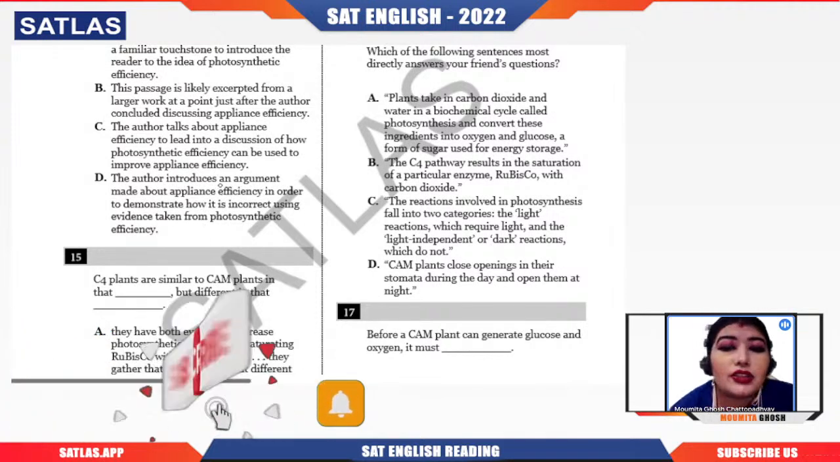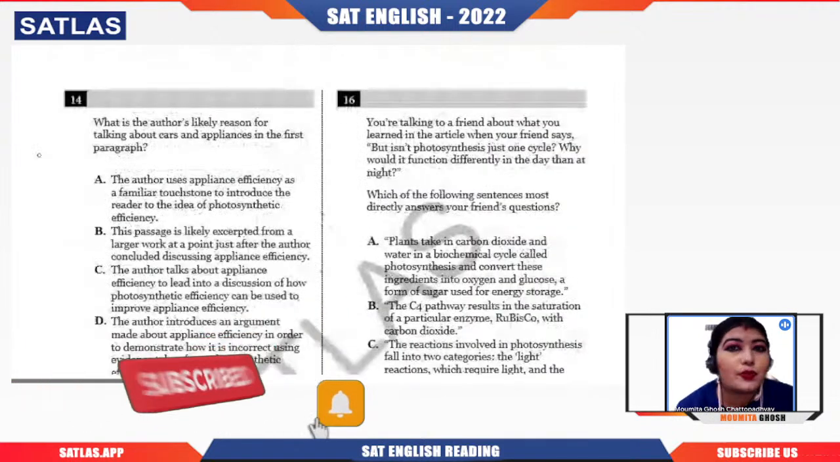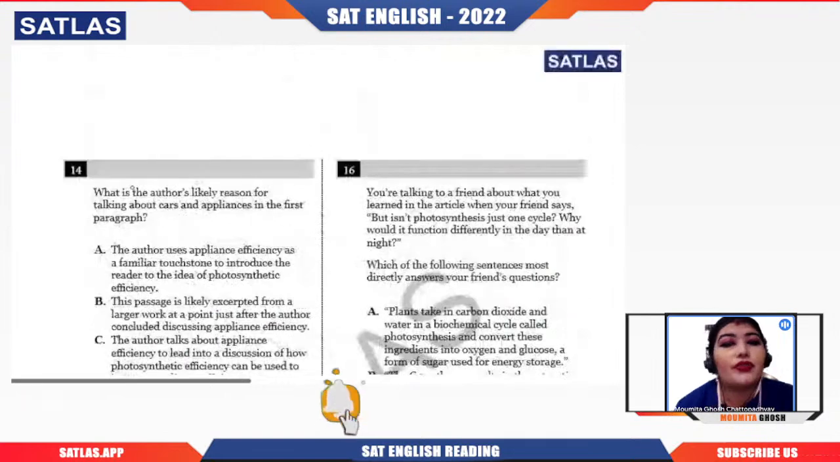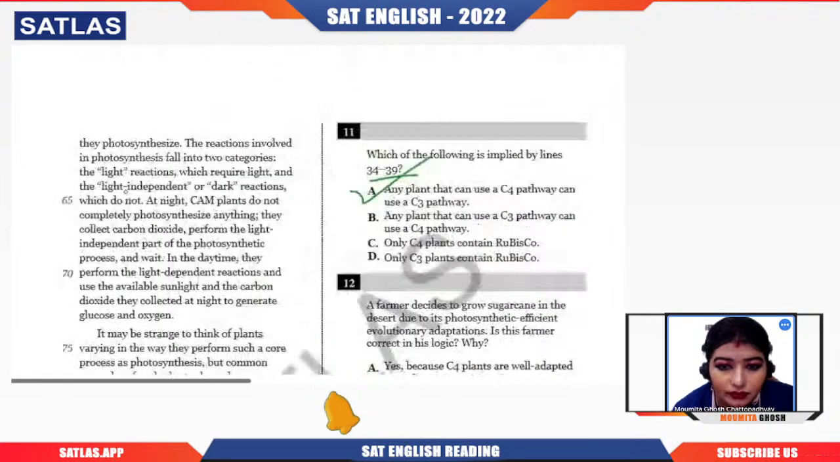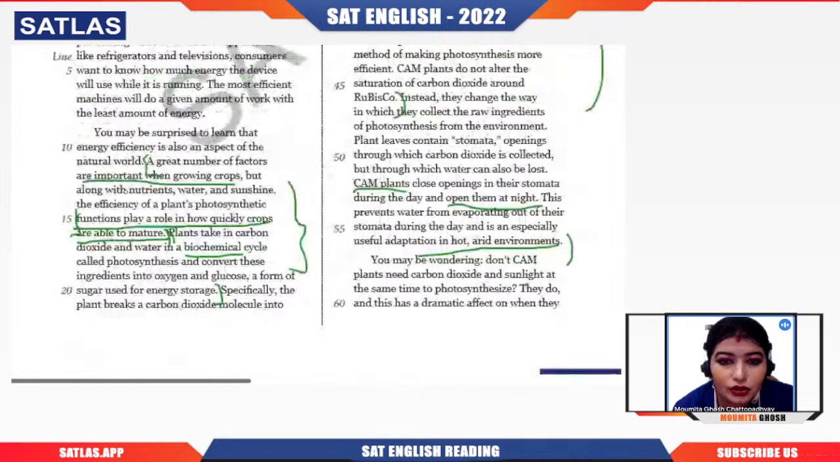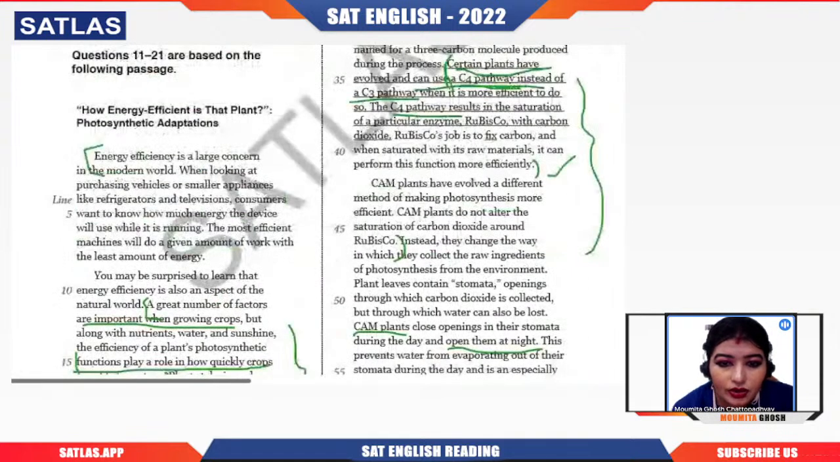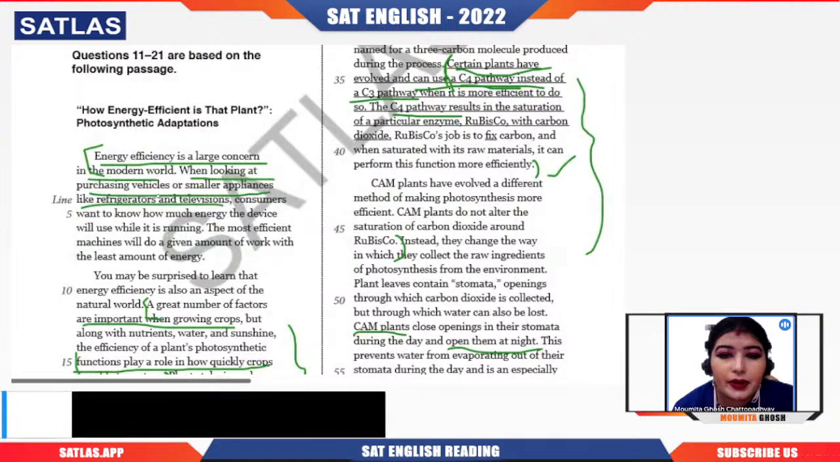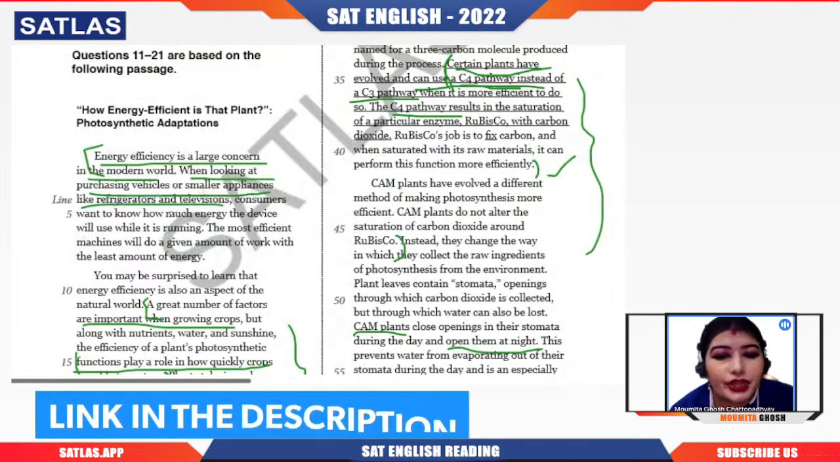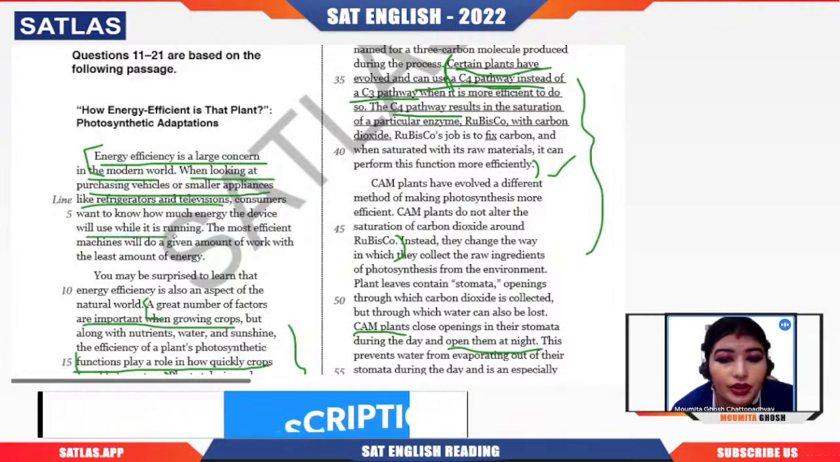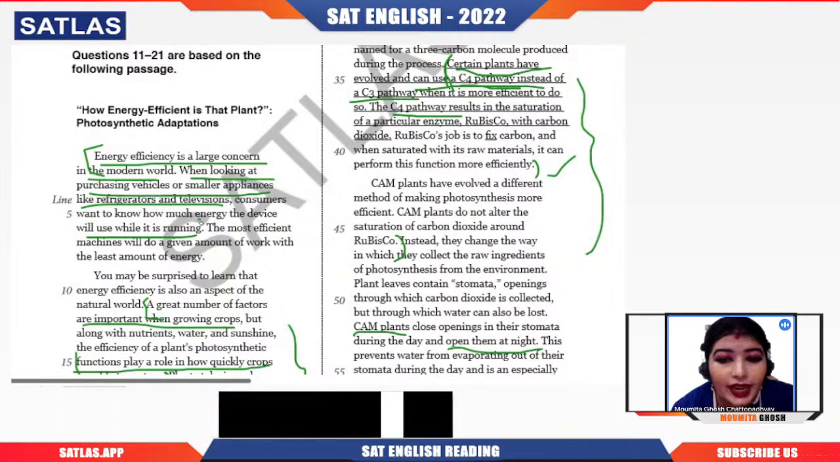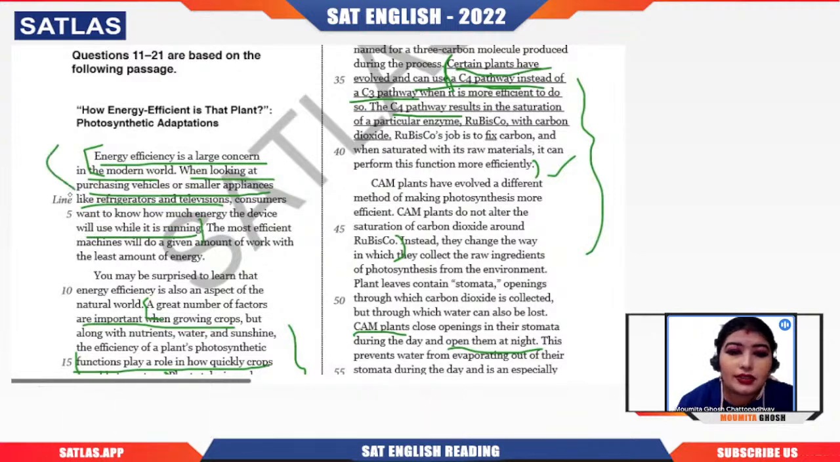So let us go to that part of the first paragraph where the author has spoken about appliances as well as vehicles and cars. It starts from energy efficiency. When looking at purchasing vehicles, which means cars, or smaller appliances like refrigerators and televisions, consumers want to know how much energy the device will use while it is running. So the answer lies in this part.